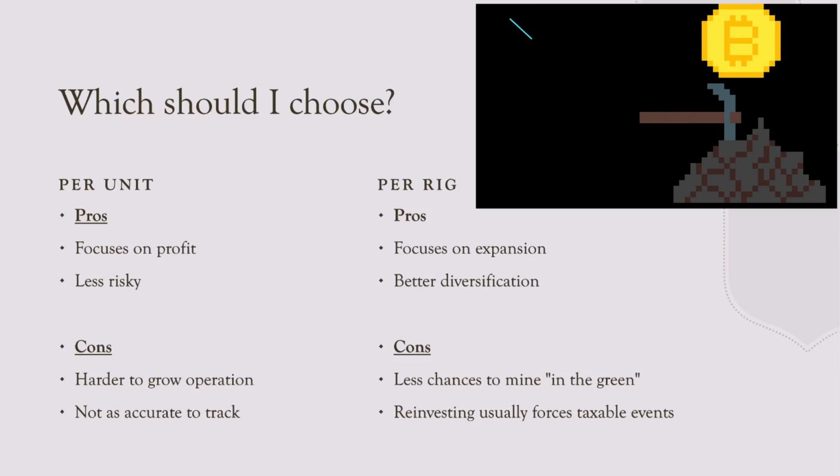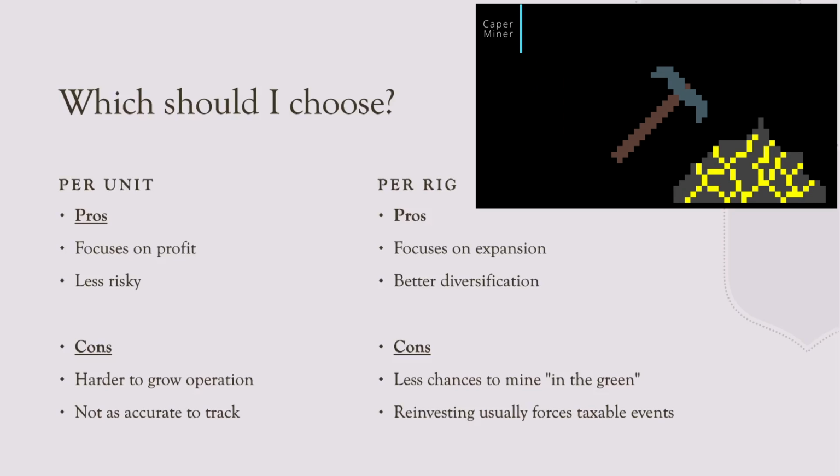Let's take a look. Here are some pros and cons of each, and basically per unit it's a little bit safer, and it's going to help you be a little bit more profitable, but it's going to be harder to expand your operation, and you're not going to get an exact number for each unit unless you're working very hard, and it's just not worth it to get as accurate as you'd want to be.